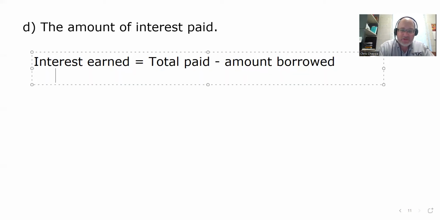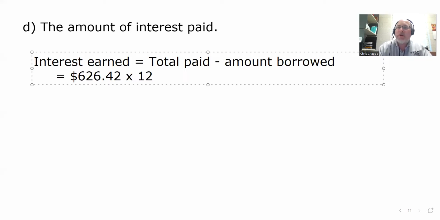So let's see if we can figure this out. How much did we pay for this house versus how much did we borrow? Well, what we paid for the house was, the monthly payment is $626.42. I believe that's what it was. Yes. But how many of those payments did we make? Well, we did that once a month.